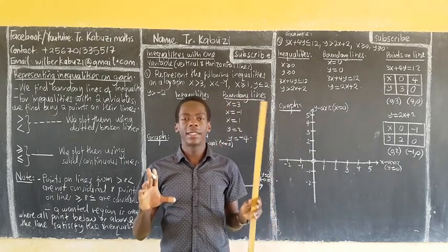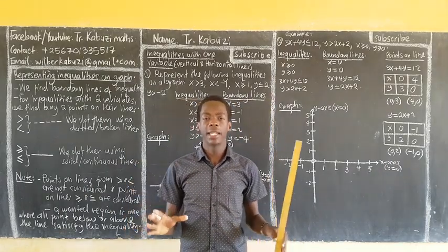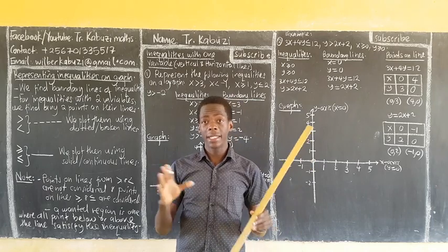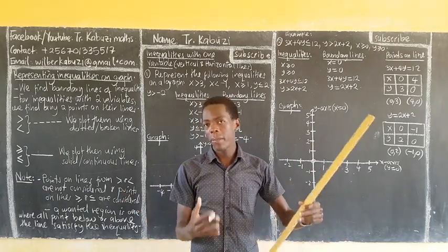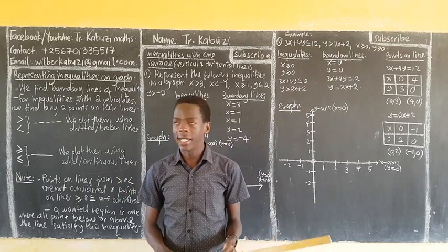In this lesson, we are going to see how you represent an inequality on a graph. We have been seeing how you can represent it on a number line. Now, we are going to see how you represent it on the Cartesian plane.